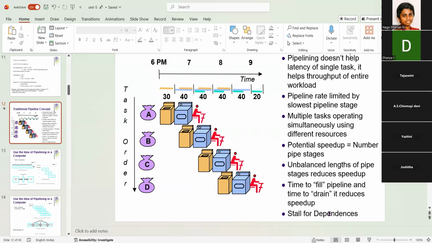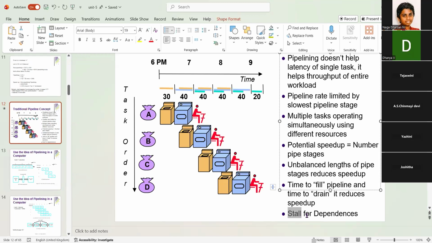Okay, this stall for dependencies is our next part that we'll be looking into. That's essentially like when you are actually running your program, there are some unexpected circumstances that you might have to encounter. So how do you actually deal with it, and how do you try to get rid of it, though it cannot be completely gotten rid of? That is what a stall in pipelining is.